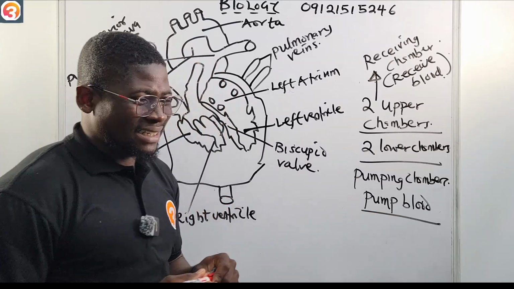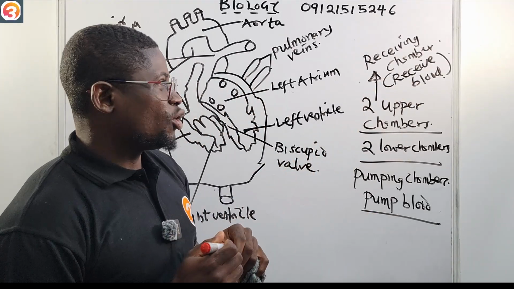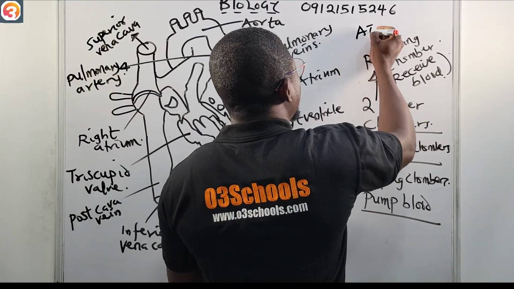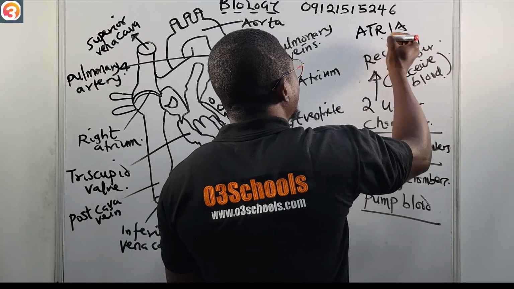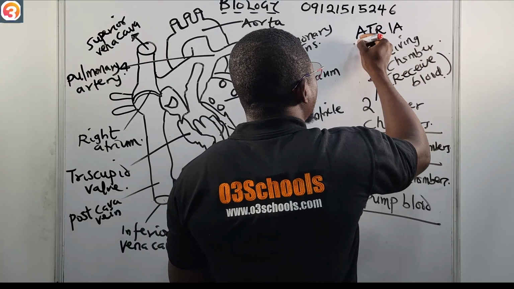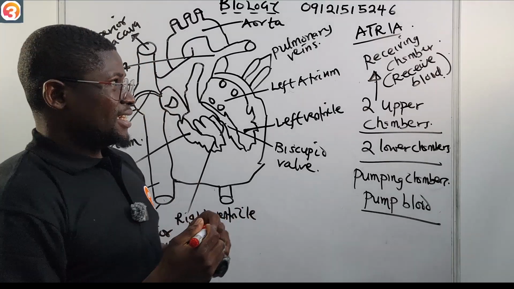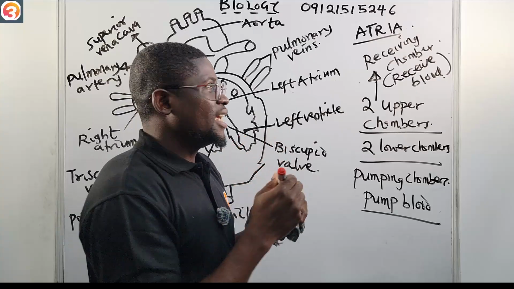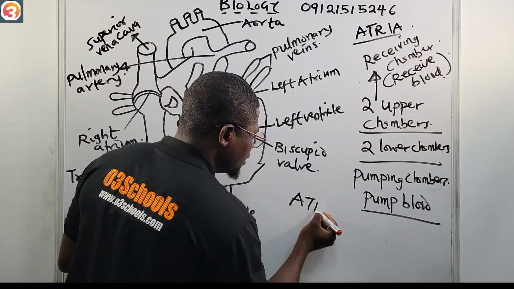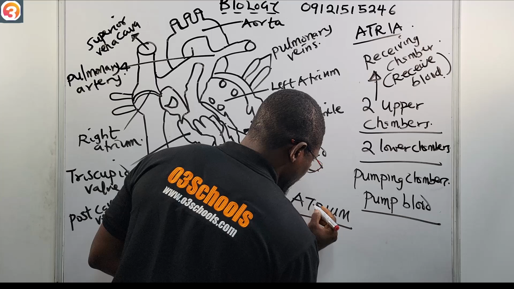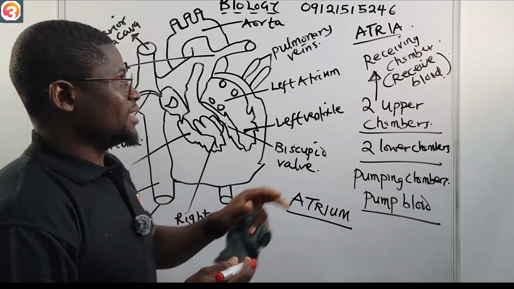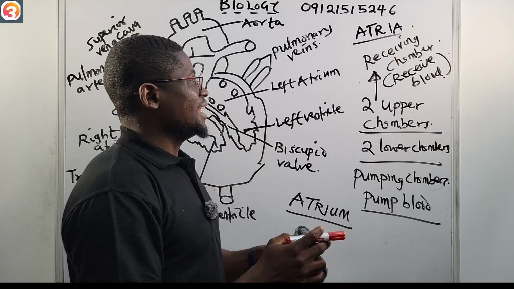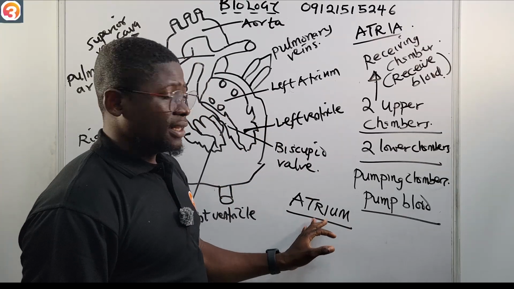Now, the upper chambers, the ones that receive blood, are called the atria. A-T-R-I-A. That is the plural. The singular is atrium, A-T-R-I-U-M. So the upper chambers that receive blood are called the atria. Singular is atrium.